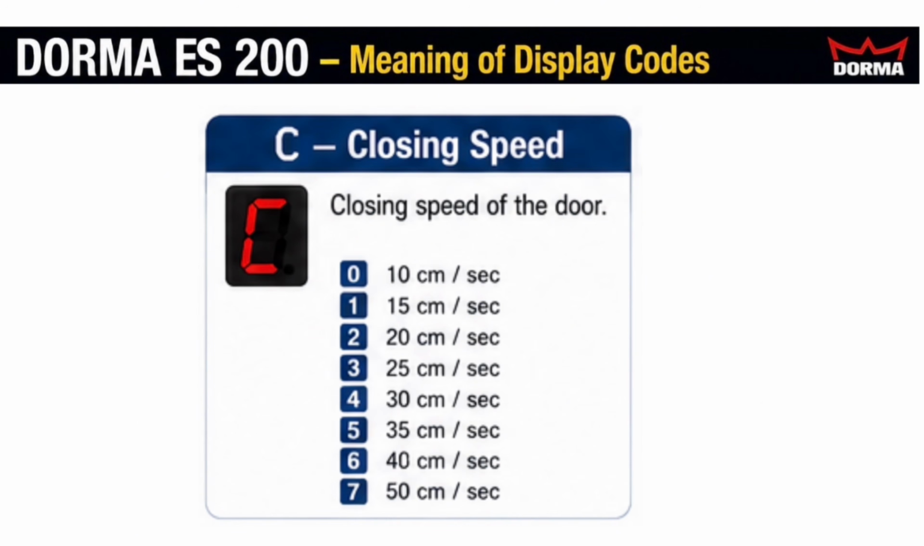Display code C. Closing speed. The C parameter sets the closing speed. Available values are 10 centimeters per second, 50 centimeters per second. Closing speed should always provide smooth and safe operation.